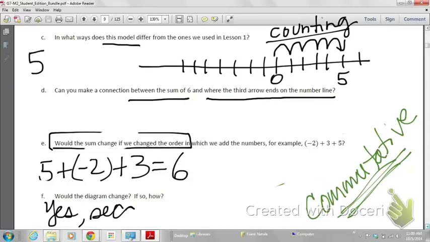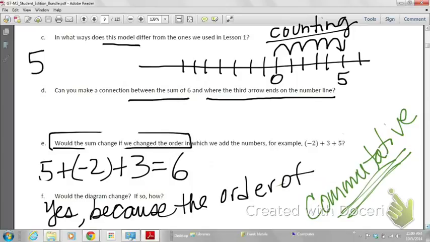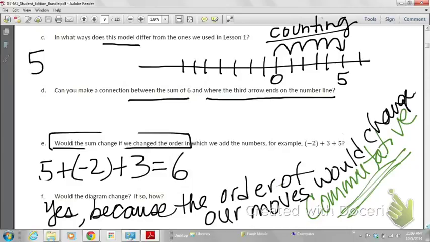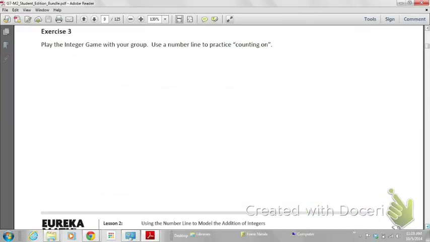Because the order of our moves would change. Okay, but that's it. Nothing else. Some would not change. All right. Okay, now our exercise 3.